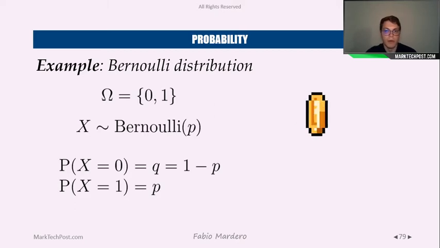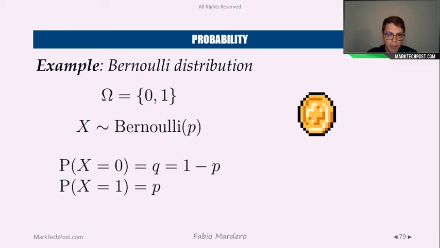Another example of a discrete random variable is the one that has a Bernoulli distribution and could be seen as a coin flip. In fact, the sample space here is very simple. The random variable can take a value 0 or 1. We write X, and then to make explicit the distribution of a random variable, we will use this symbol. So X has a Bernoulli distribution with parameter p.